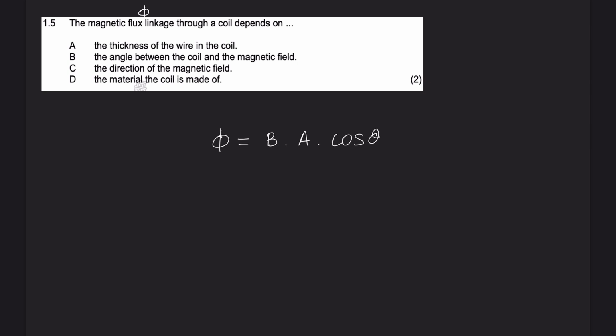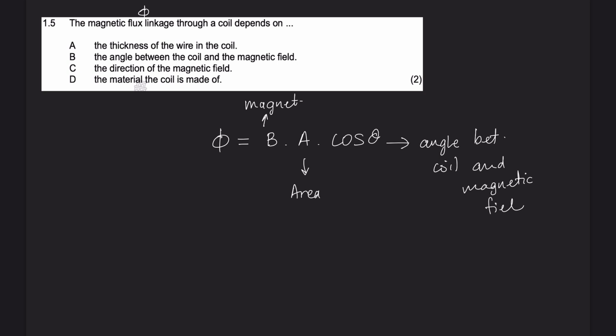Now, B is the strength of the magnet, so strong magnet, weak magnet. A is the area, and theta specifically is the angle between the coil and the magnetic field. So just on interpreting the formula, we can conclude that the answer is B.